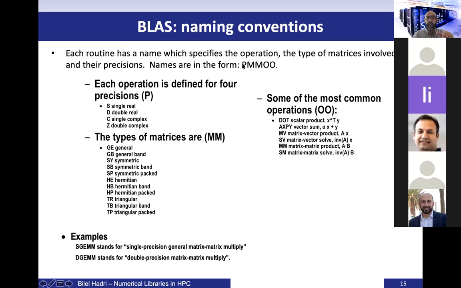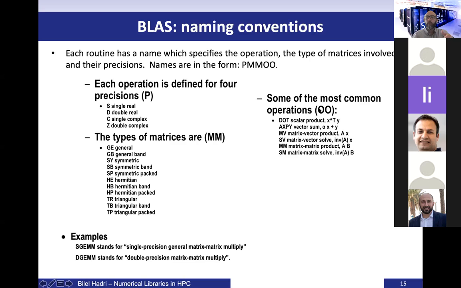The first one, P, is the definition of what kind of precision. P can be S for single precision, D for double precision, C for single complex, and Z for double complex. Then you have MN: what kind of matrix? It can be general, or it can be band, symmetric, and so on. You have different types, so you can even optimize the kind of storage.